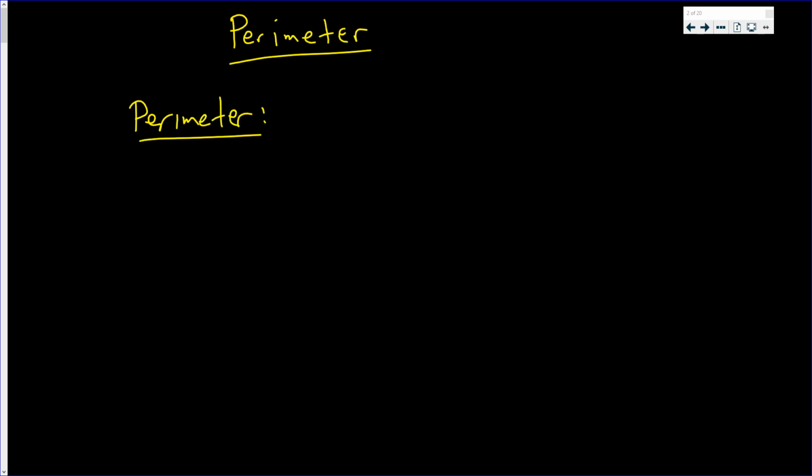In this video, we're going to talk about perimeter. What is the perimeter? The perimeter is the length around some area. It's the length around an area. It's the length around some area.